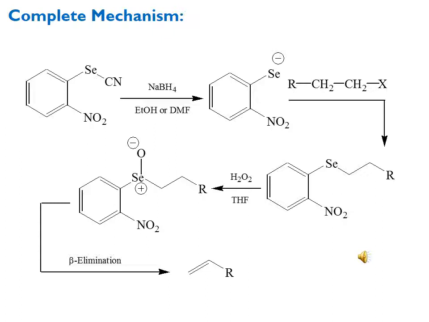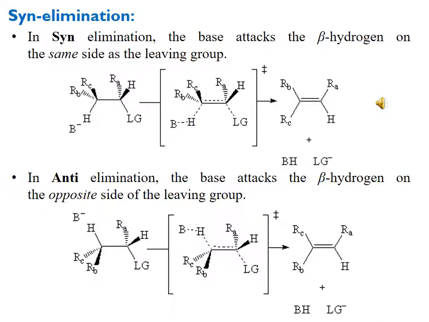This selenoxide then goes through beta elimination reaction and is converted into alkene. And you can see here that this alkene is coming from that part of selenoxide which was inserted through alkyl halide. The elimination step involved in the last step, that is elimination from selenoxide to form alkene, is known as syn elimination. Here is some discussion about this elimination step to compare the syn elimination and anti-elimination.